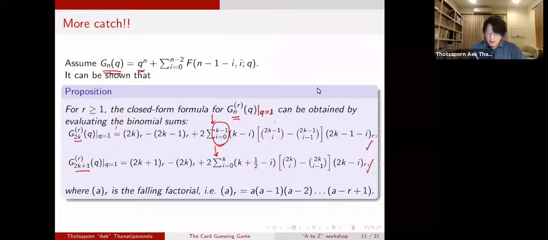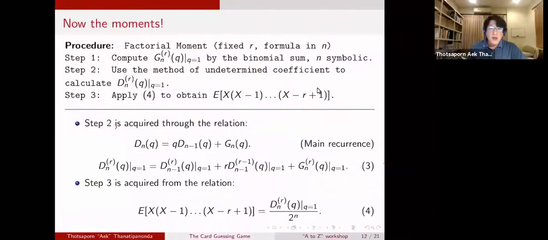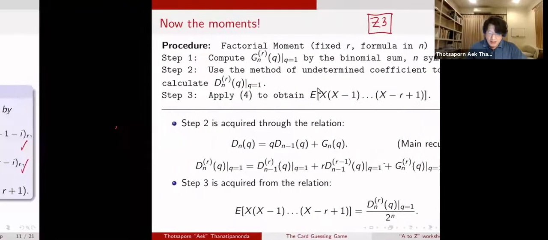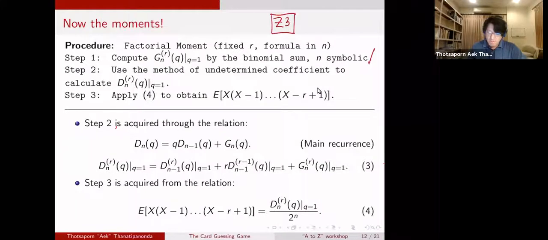So now, once we know what the G of N differentiated R times looks like, we can calculate the factorial moment. This is the method that Professor Zeilberger used all the time also. Differentiate R times, and then you get the factorial moment. So here, step 1, you get G of N by this formula. And then step 2, you have something like this.